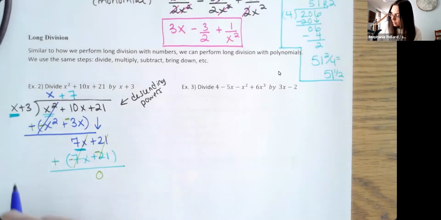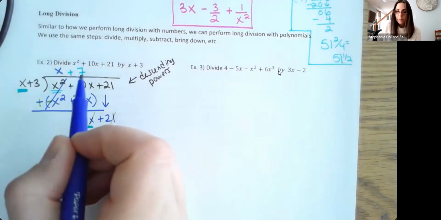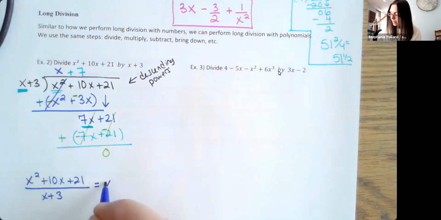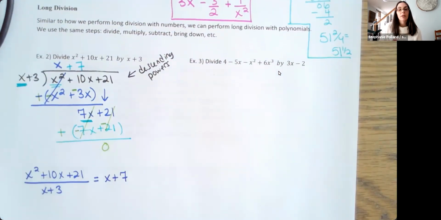So our answer here is that x squared plus 10x plus 21 divided by x plus 3 is equal to, and then your answer is up top. This is your quotient, x plus 7. And again, there's no remainder in this case. The nice thing is when you have no remainder, you actually have a perfect factorization.